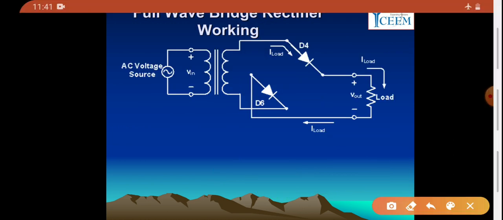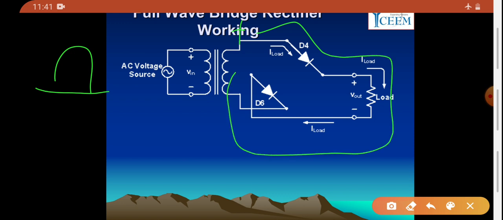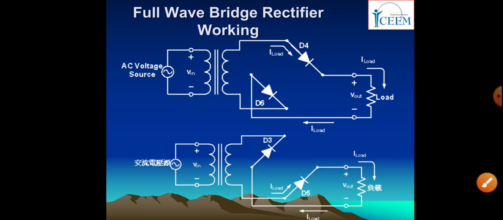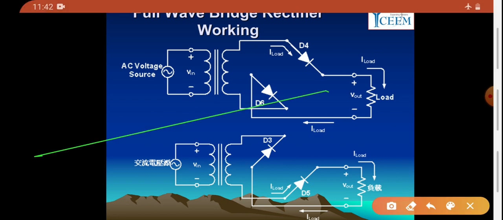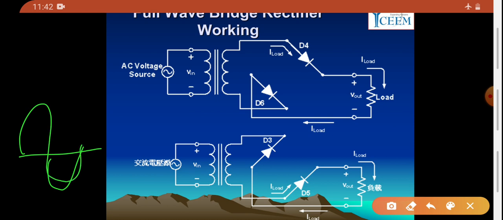For the positive half cycle, two diodes are in on condition, so this will be the positive terminal, and current flows like this. D4 and D6 are in on condition. Similarly, for the negative half cycle condition, so this is the sinusoidal waveform. The upper waveform is for the positive half cycle and the lower one is for the negative half cycle.